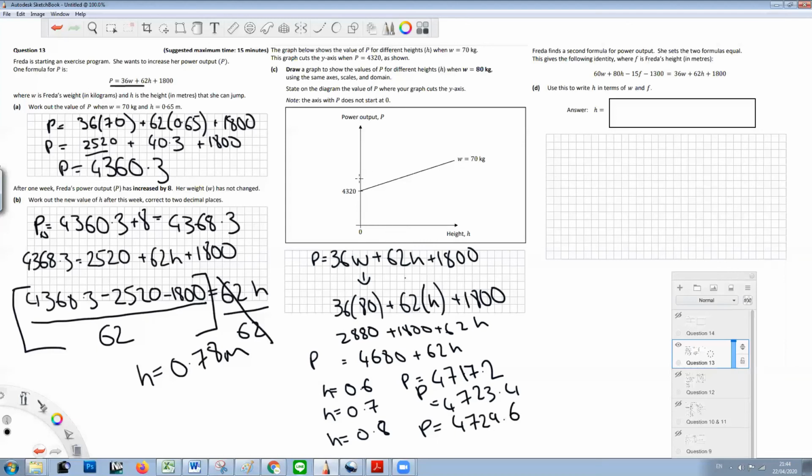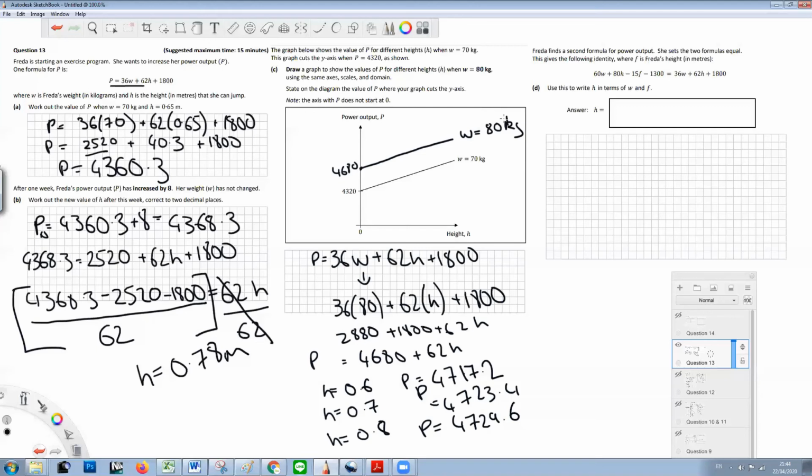So it's going to be bigger. So even if I just left it at 0, my value for H was 0, my value would be 4680. So I can assume my 4680, and I just have some value like that at W is equal to 80 kilograms. All right, I hope that's clear.